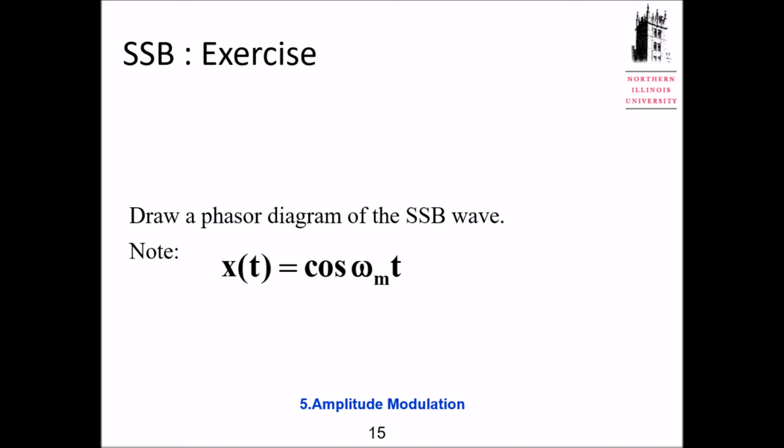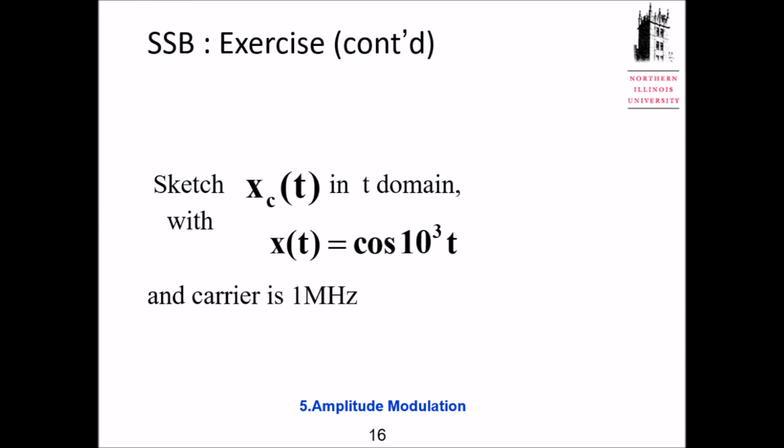Next one, I'm going to use this as an example exercise. For double sideband large carrier and double sideband suppressed carrier, we sketch the time domain waveform. For single sideband, generally the waveform will be very complicated. However, for some special cases, we can still plot the single sideband, for example, like this. So, sketch in the time domain.